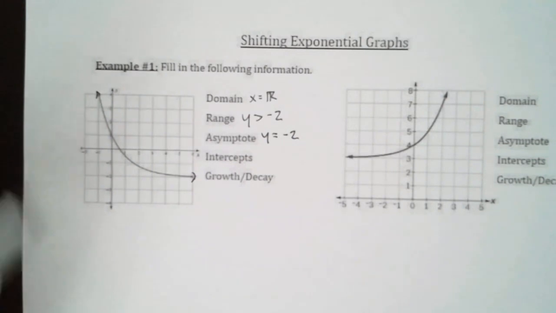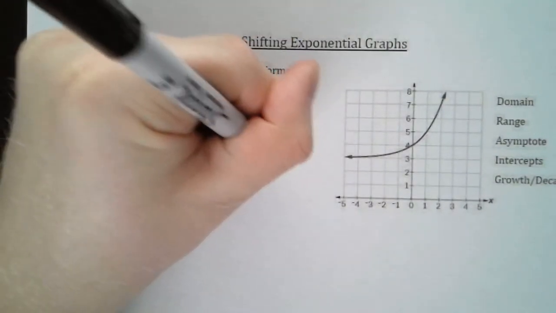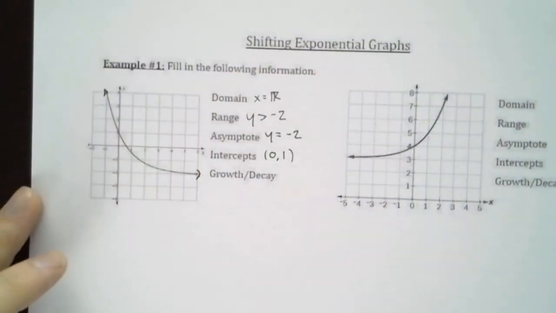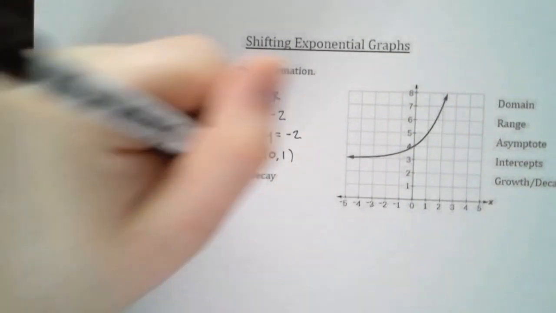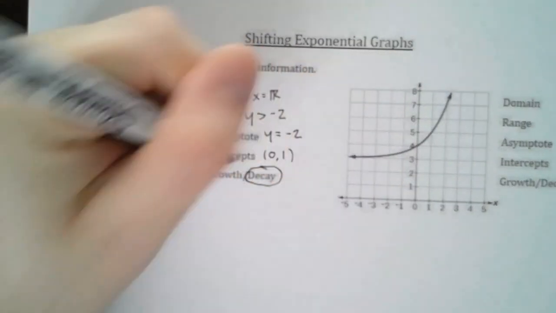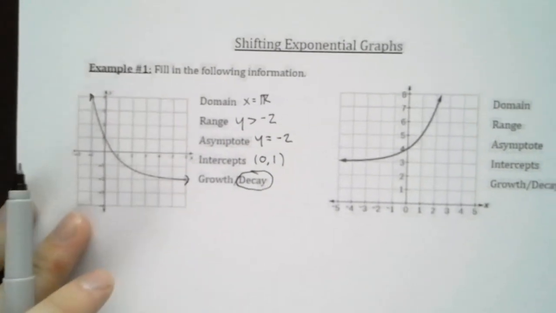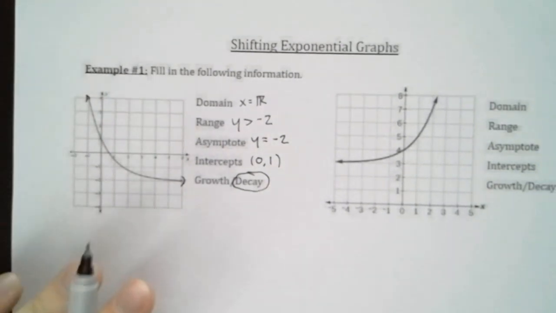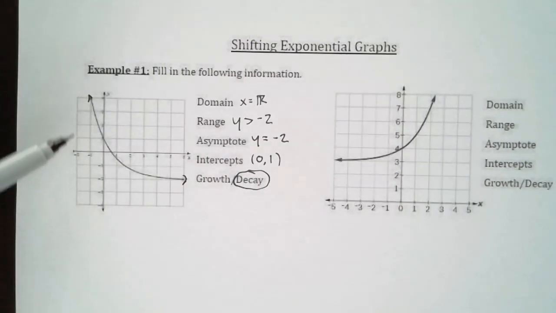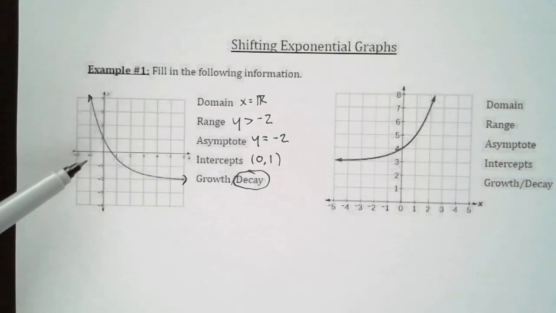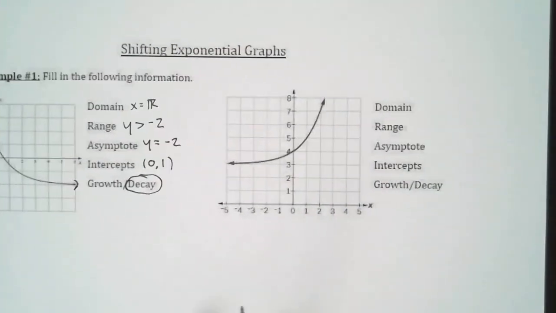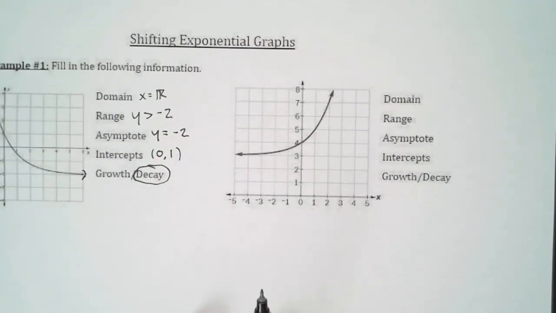Our y-intercept is at 0, 1. And this is an example of decay. It's growing as we plug in negative numbers, and it is approaching our asymptote as we plug in more positive numbers. So the big takeaway here is that this appears to have been shifted down 2 places. Let's look at this next example.